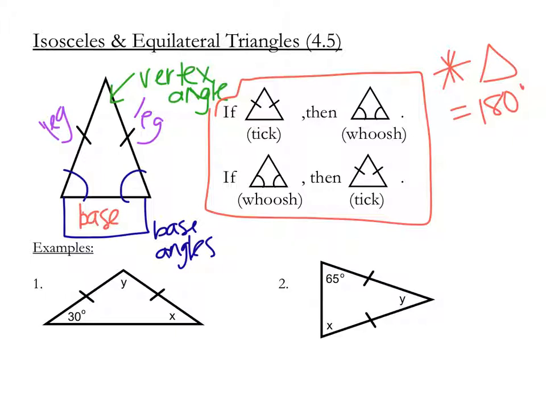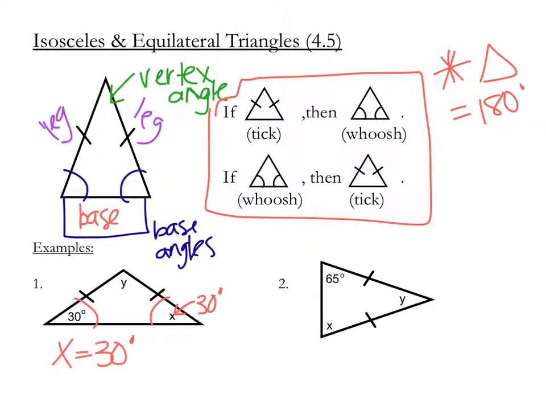Alright, so looking at example number 1, there are tick marks. So if tick, then I'm going to add whoosh marks. Make sure you're following along and writing this down on your sheets of paper so you have a copy of your own notes. When I add the whoosh marks, that tells me something important about one of the angles I'm trying to find. Since there's whoosh marks now, if one angle is 30, this angle is also going to be 30 degrees. So that gives me my first answer, x equals 30.